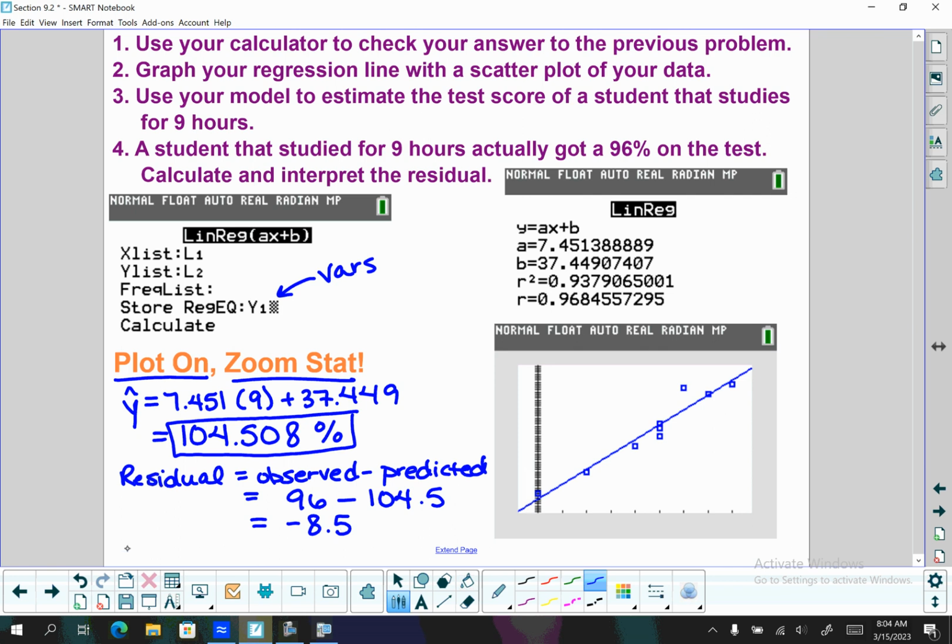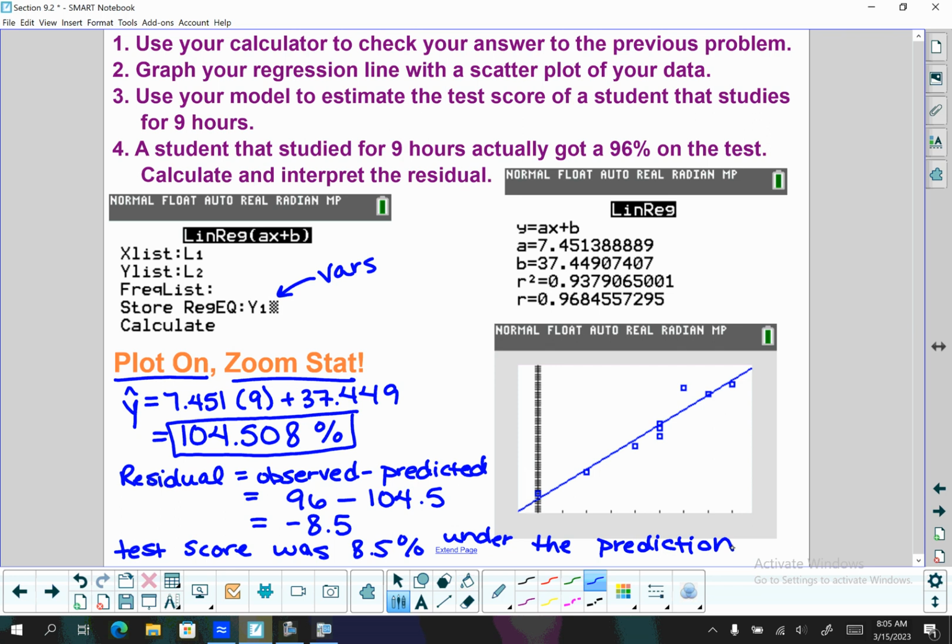And that means our test score was 8.5, in this case, percent under the prediction. Okay, and that's because it's negative. If it was positive, it would be over. Questions on any of that? Using the equation, interpreting it, seeing the nice picture, all the things we can do with it.